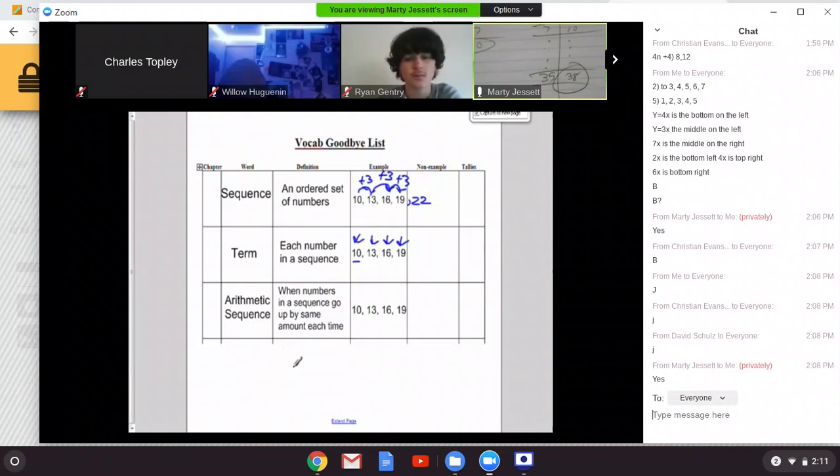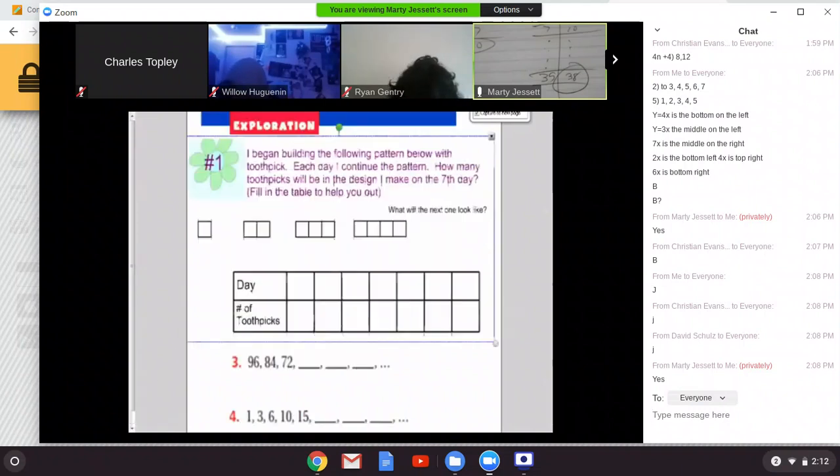An arithmetic sequence is when numbers in a sequence go up by the same amount each time. So it has to be an addition pattern, but not only that, we have to add the same amount each time. We already decided up here with this pattern that we added 3 each time. So it is an addition pattern, and we're adding the same number each time. So that is an arithmetic sequence.